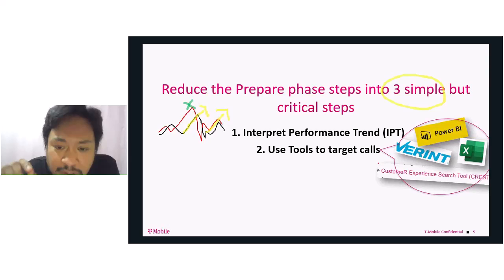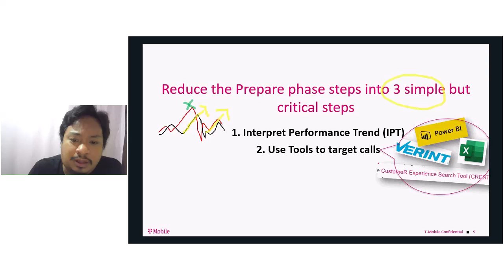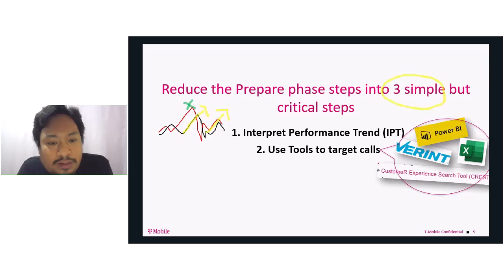No? And you use these tools. It's not random calls. Minimum of 3 calls, different dates, at least a day or two in interval. Okay? And then the last step is listen to calls. So if you look at the 3, these are actions.